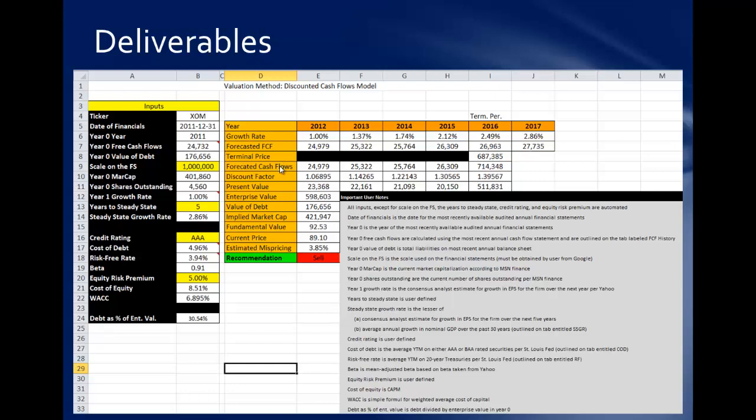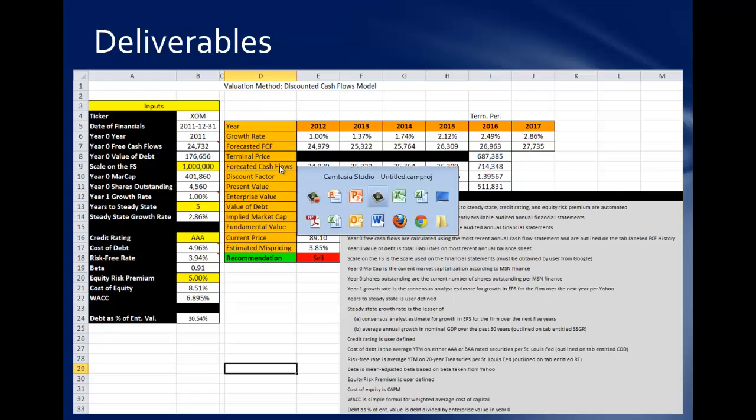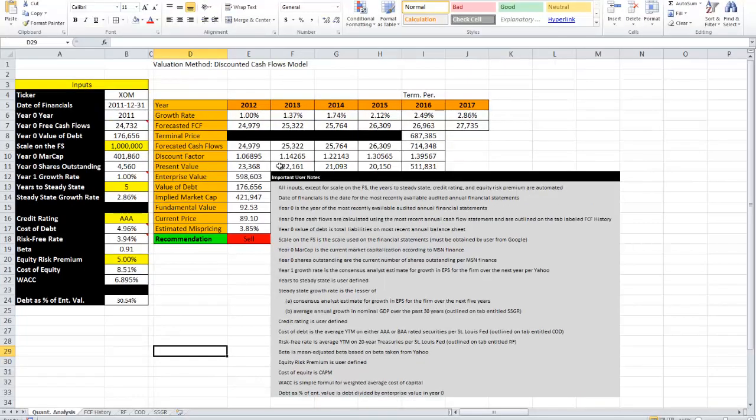Let me try to, however, demonstrate to you how I want this to be dynamic. So let me show you the vision for how I hope this will play out. What we want to build up to is a discounted cash flows model that's incredibly dynamic.